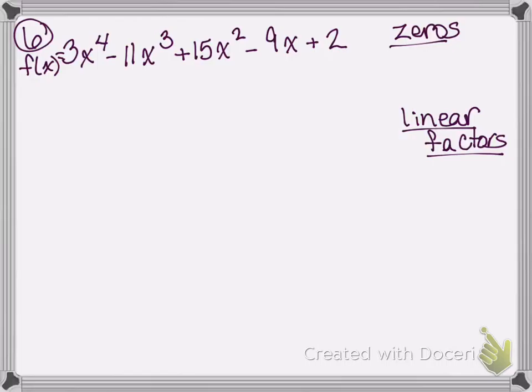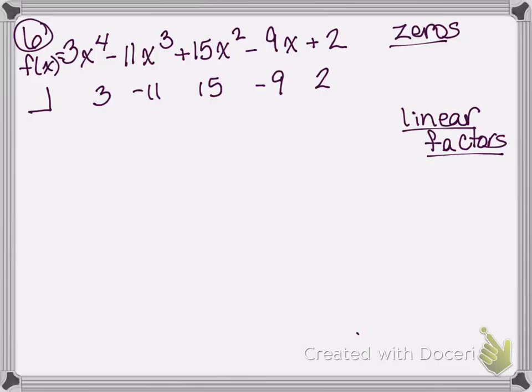Now this is a 5-term polynomial. So when we get to a 5-term polynomial, we cannot factor it. We have to use synthetic division. And so I'm going to go ahead and set this up in order to do synthetic division. So I'm going to start with my coefficients. I have 3, negative 11, 15, negative 9, and positive 2. Now I'm going to start with that positive 2.